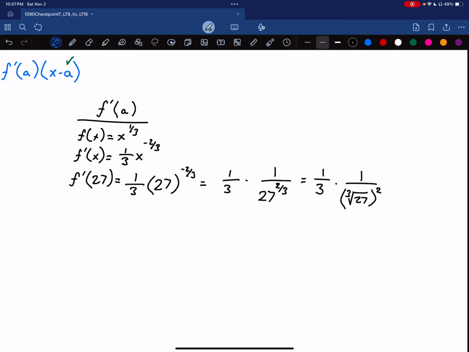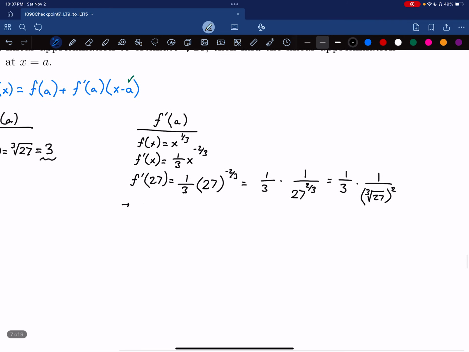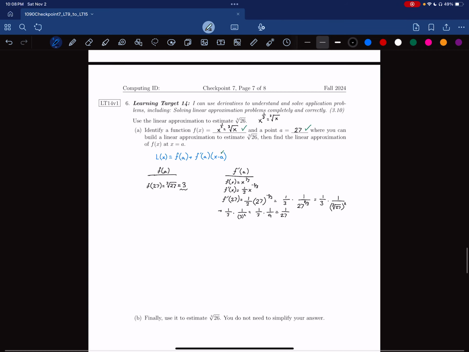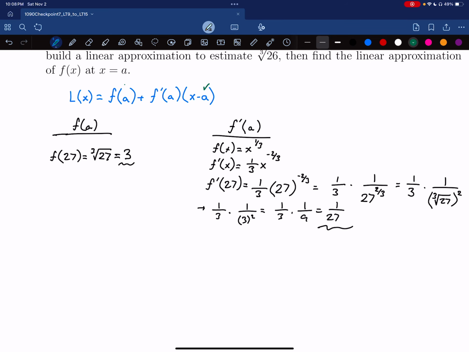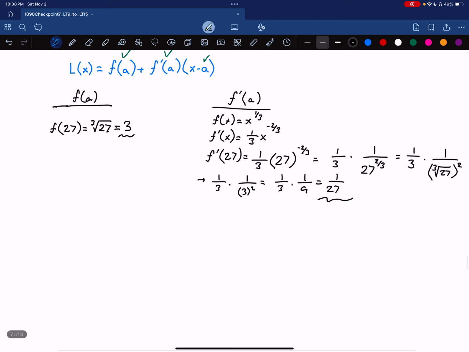So from here, we can evaluate that cube root, which we said earlier was just going to be 3. So now we have 3 squared. This is equal to 1/3, the same 1/3, times 1/9 from 3 squared. This value is then just 1/27. So now I have f of a and I have f prime of a. So it looks like we have everything.